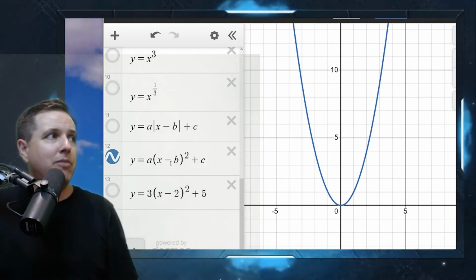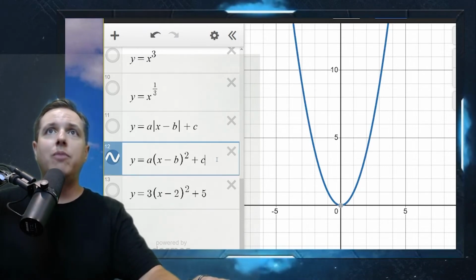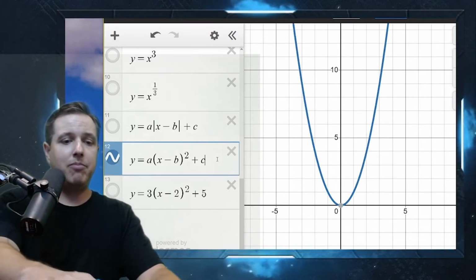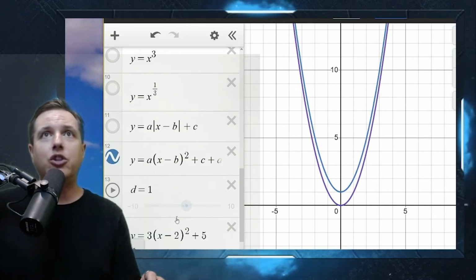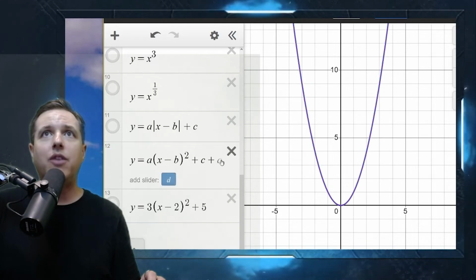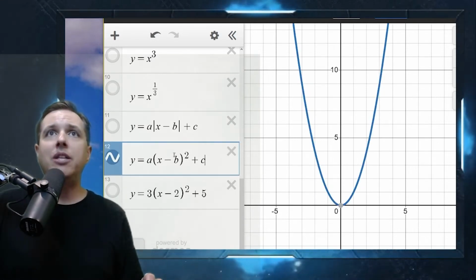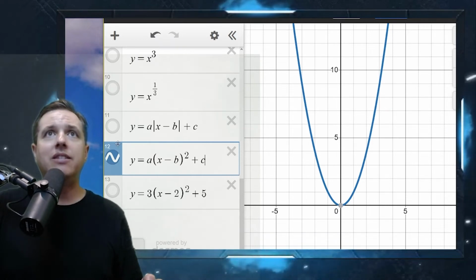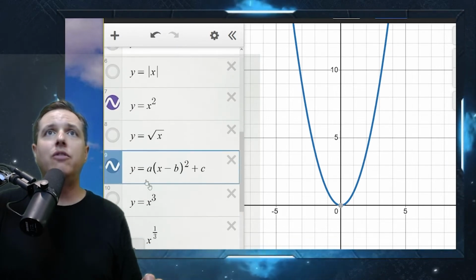So see how I have A, B, and C in here? As soon as you put those in there, like here I'll show you, if I say plus D, it's going to ask, do you want to add a slider for D? And you go, sure. And then that allows you to move the D around. But I don't actually want that. I'm just showing you how to put it in there. So that means when I change my values of A, B, and C, it's going to change around the values for this particular function. So let's bring it up where we can look at all of it at once.